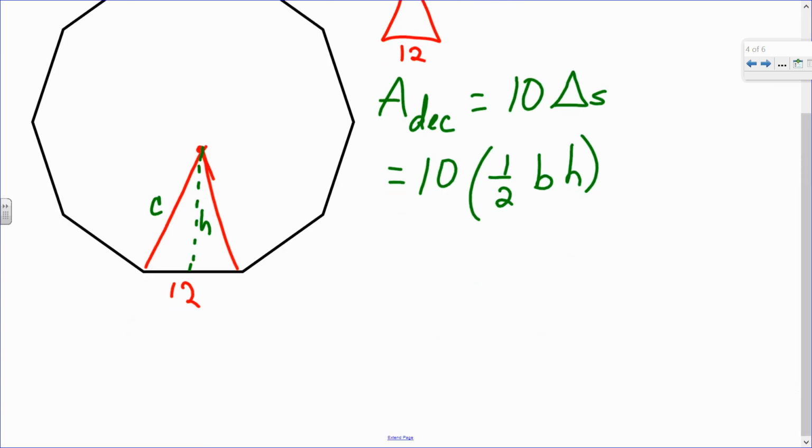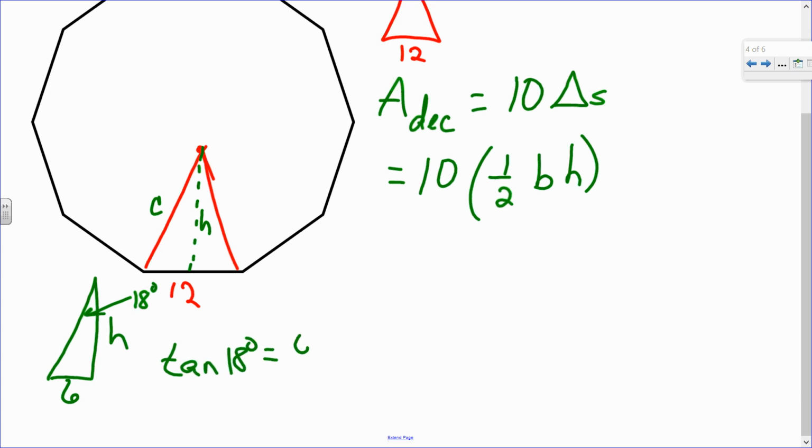So if I want H, we said this angle up at the top is going to be 18 degrees. How big is the short leg of that triangle? It's going to be 6. So which trig ratio am I going to use to get H? So the tangent of 18 degrees will be 6 over H, opposite over adjacent. So I can switch the H and the tan 18. So H is 6 over tan 18 degrees.